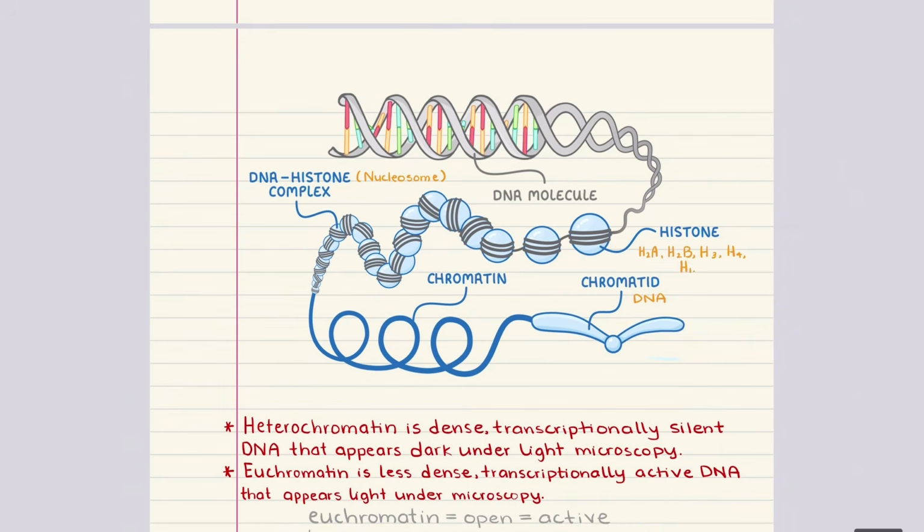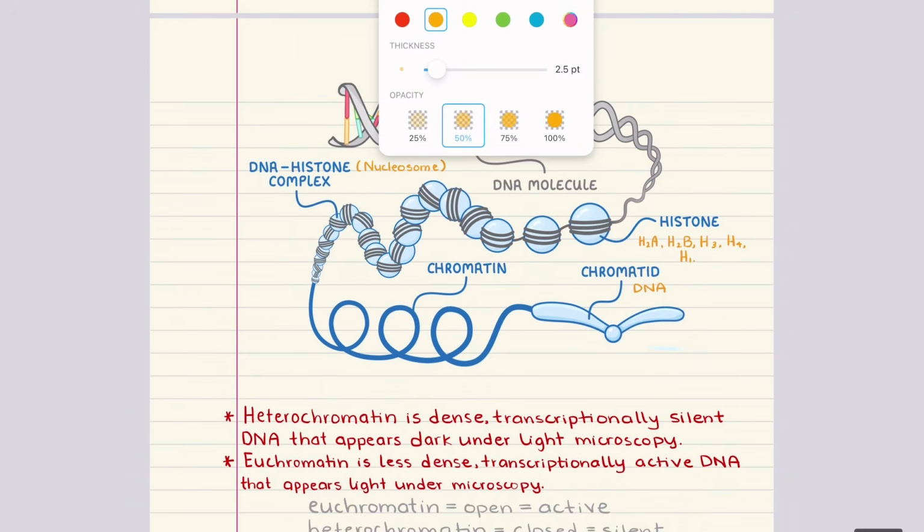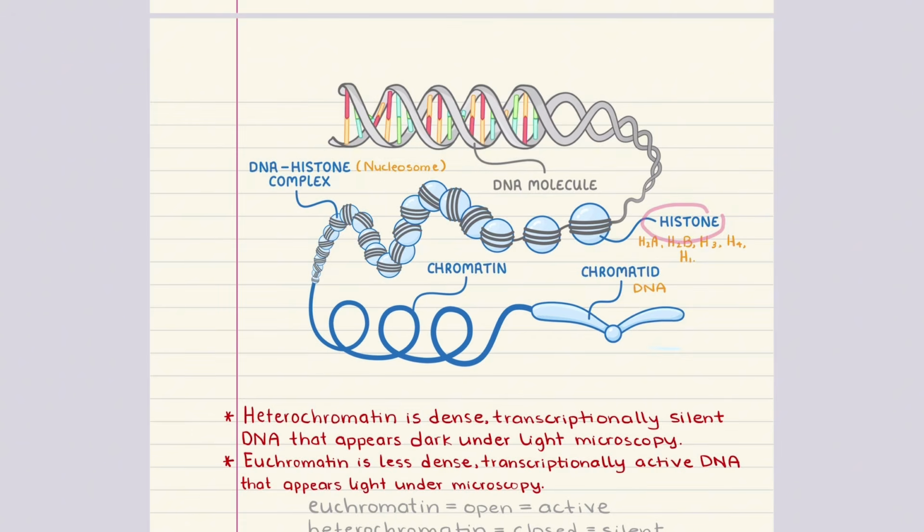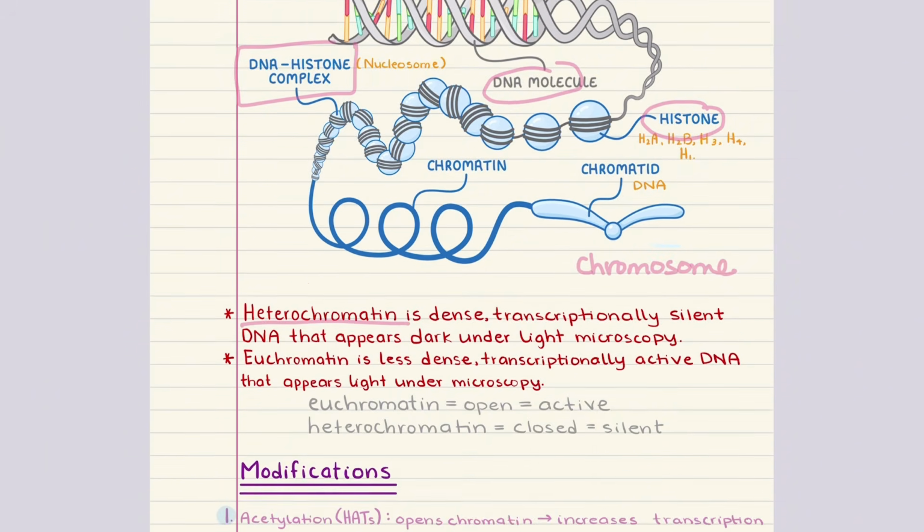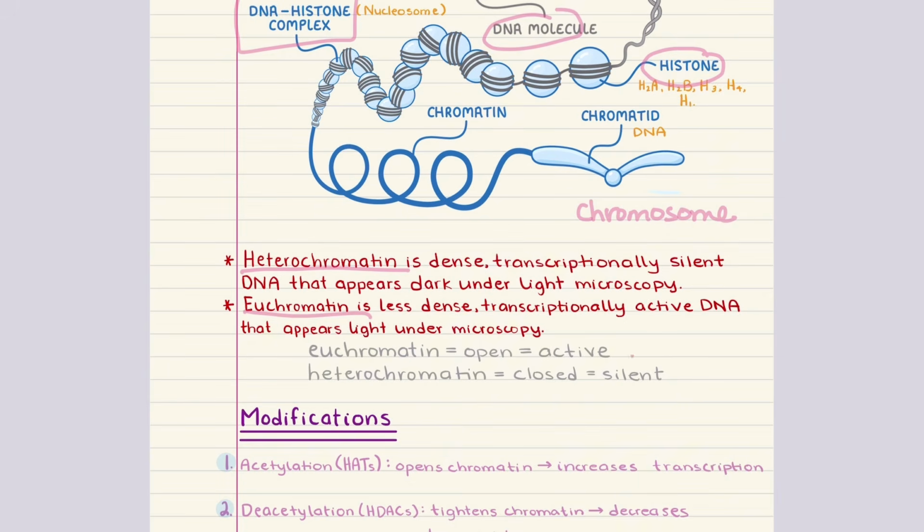Let's start by discussing chromatin structure. Chromatin is the combination of DNA and histone proteins that make up chromosomes, and it can exist in two forms, euchromatin and heterochromatin. Euchromatin is loosely packed and transcriptionally active, and this open structure is going to allow enzymes and transcription machinery to access the DNA. On the other hand, heterochromatin is densely packed and transcriptionally silent. So it's basically shut down to transcription, and it's going to appear dark under the microscope.